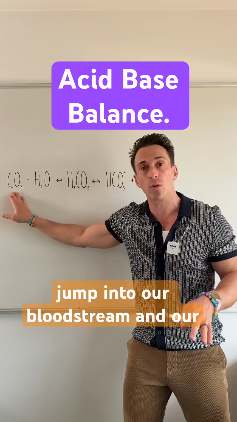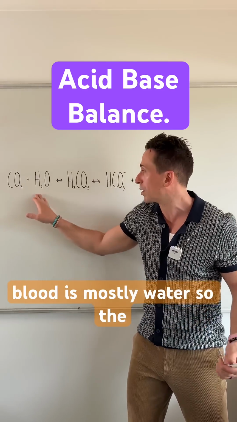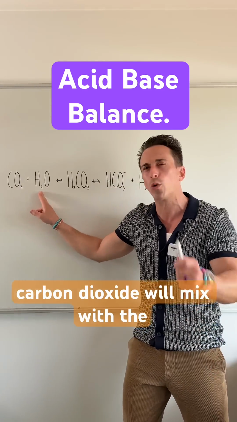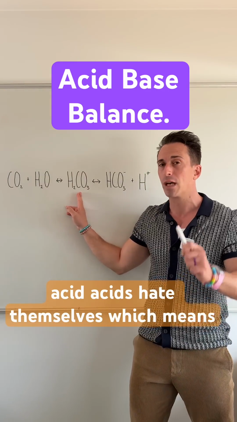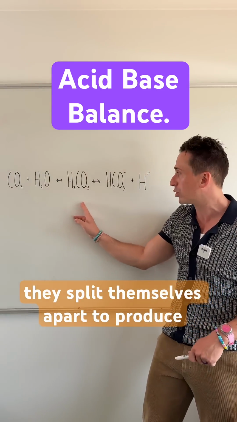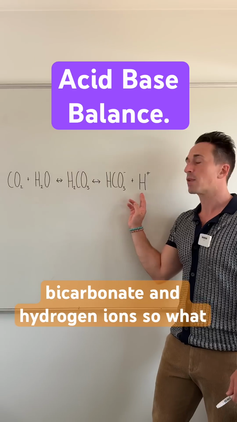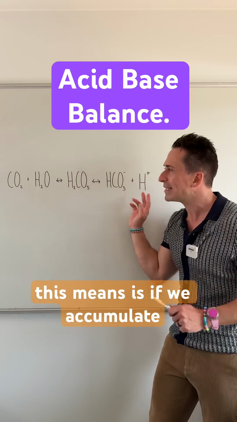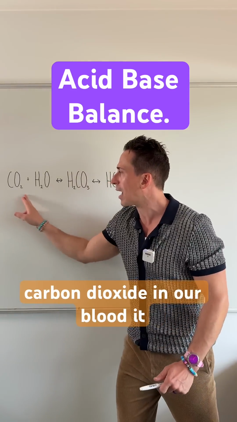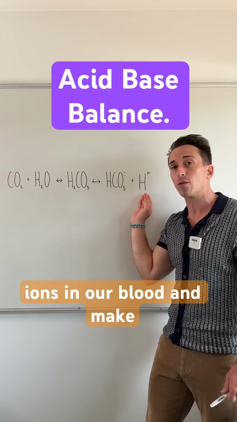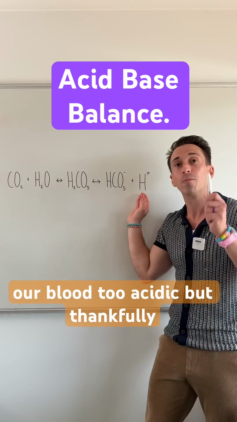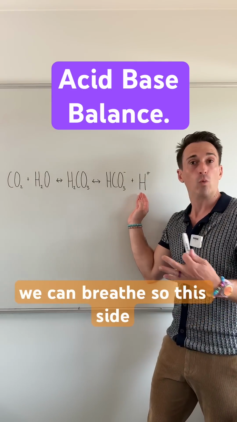So it needs to jump into our bloodstream, and our blood is mostly water. So the carbon dioxide will mix with the water in our blood, producing carbonic acid. Acids hate themselves, which means they split themselves apart to produce bicarbonate and hydrogen ions. So what this means is, if we accumulate carbon dioxide in our blood, it can increase the amount of hydrogen ions in our blood and make our blood too acidic. But thankfully, we can breathe.